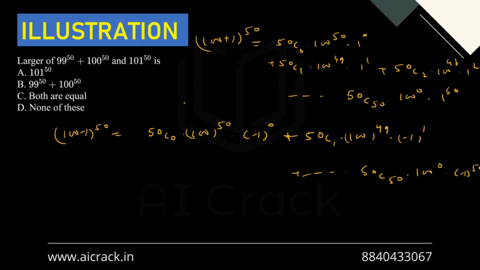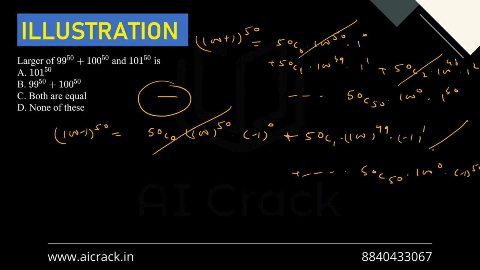Now I'll subtract both of them. In the previous case we did the addition, so that is why the terms with odd powers got added. But over here, since we are doing the subtraction, the terms with even powers, the 0 power, 2 power, will get cancelled, because (-1)^0 is 1^0 only. The remaining terms are the same, so this term and this term will get cancelled out.